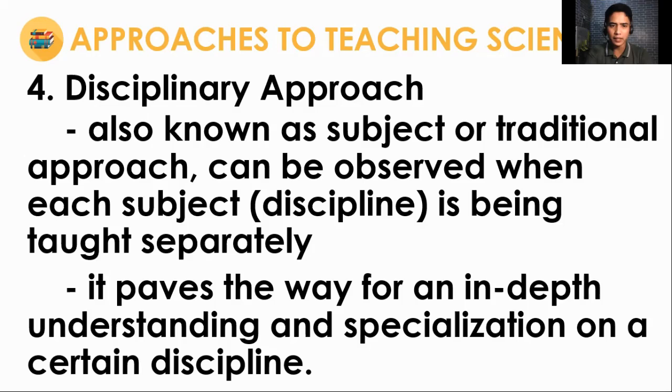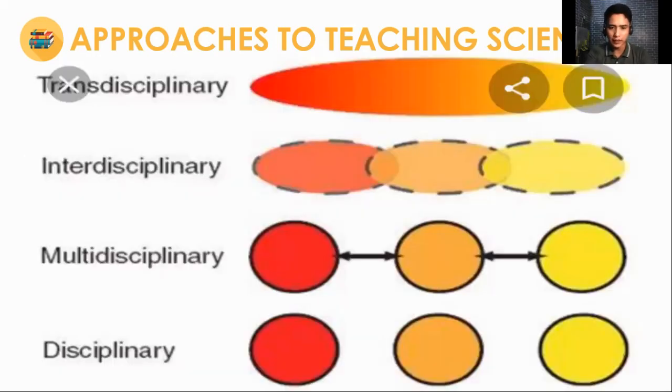Now, ano yung pinagkaiba nilang lahat? Let's start with disciplinary. Sa disciplinary, again, the purpose is to master a certain discipline. For example, this red one is physics, the orange is chemistry, and the yellow is biology. Now, if you are going to use this approach, ikaw yung tipo ng teacher na magfo-focus sa isang discipline in order for your students to master that discipline. Kaya siya traditional or subject approach.